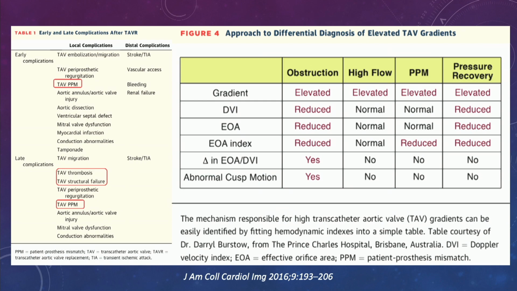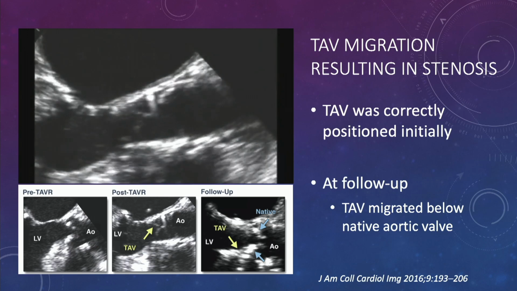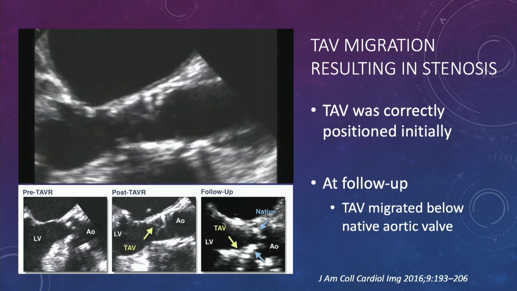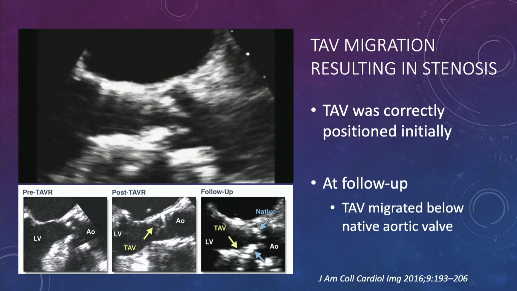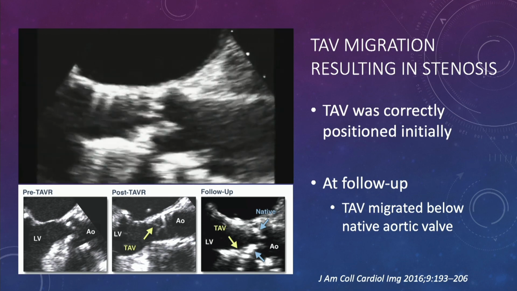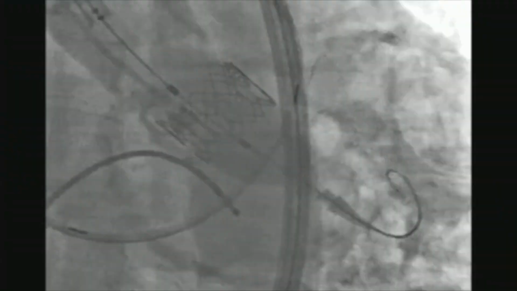After TAVR, the complications can be divided into early or late. Early complications are usually prosthesis migration or embolization. TAVR thrombosis and valve degeneration are usually late. And patient prosthesis mismatch can be both early and late, actually. This is an example of a patient where immediately post-deployment, the valve was in the proper place, as you can see. But upon follow-up, the valve actually migrated into the LVOT, releasing the native valve. So this patient had significant stenosis.